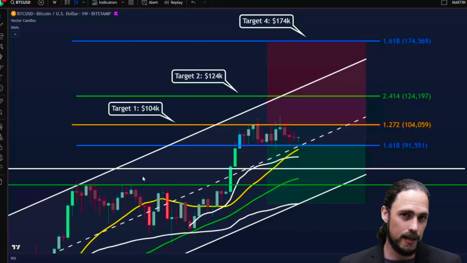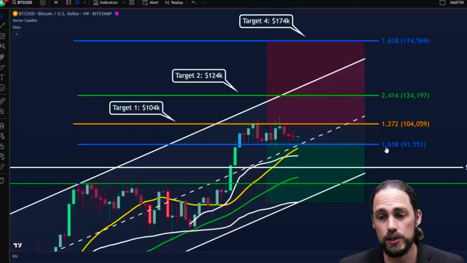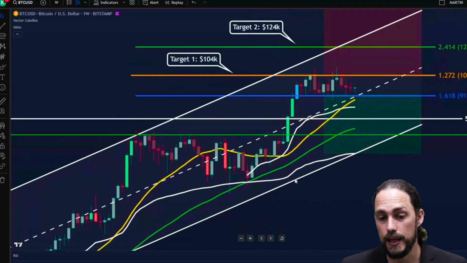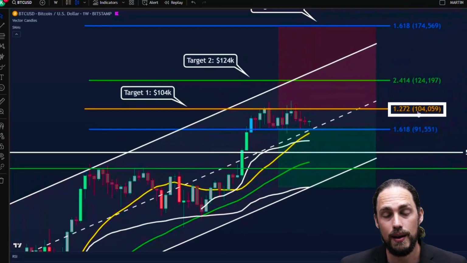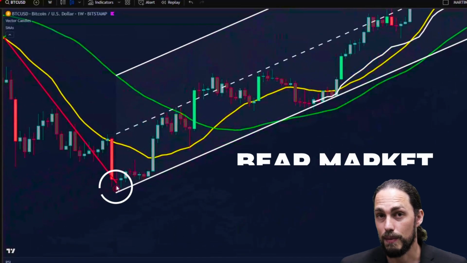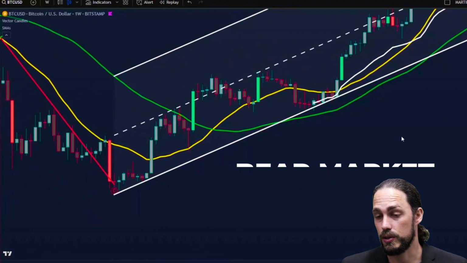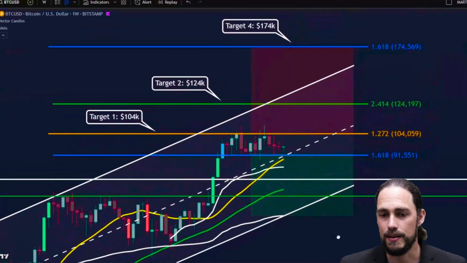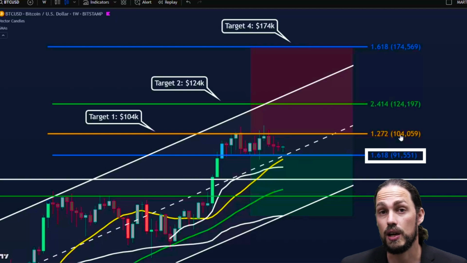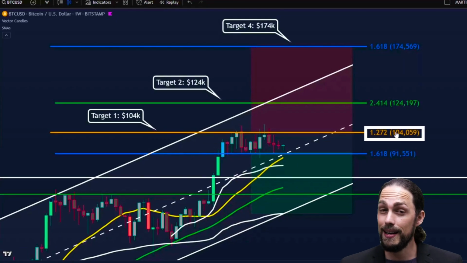One of the key areas that we were looking at was the 1.618 Fibonacci extension from this pivot low here and the 1.272 Fibonacci extension from the all-time bottom during our bear market here in November 2022. And this highlighted this area here on the chart between the $91,500 and this $104,000 area in advance.